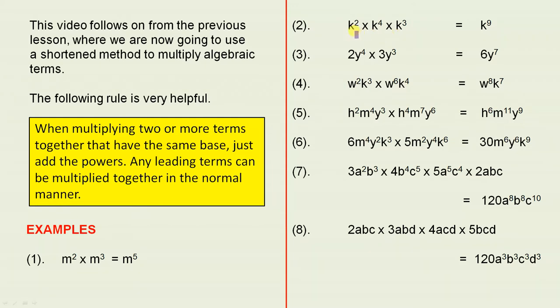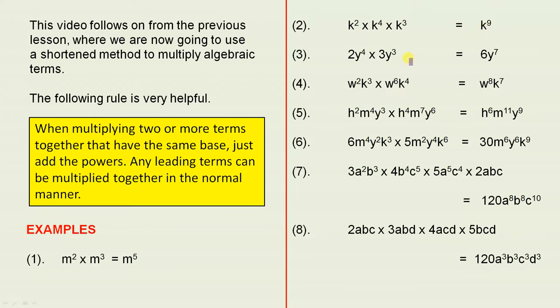Example 2, we see that in each case the base is k, so they're all similar. The powers are 2, 4 and 3, so you add those three powers together and you get k to the power of 9.